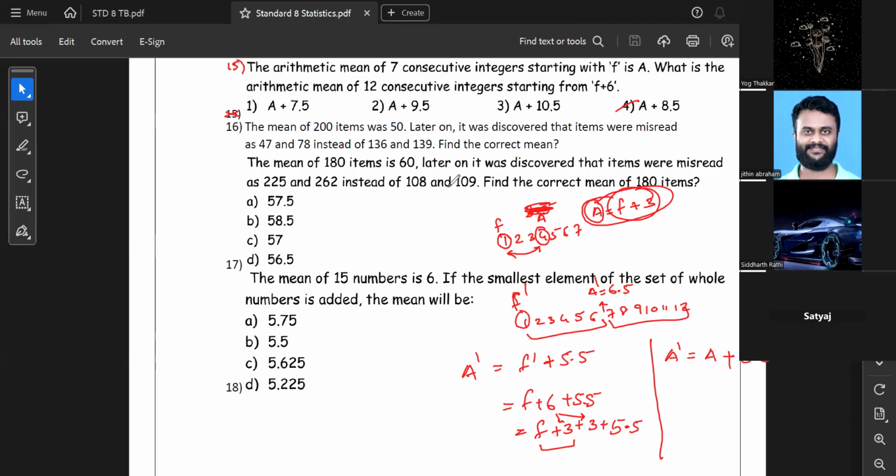In the second statement, they have said that there is another series which has 12 numbers. So I just wrote 12 numbers, 1 to 12, and I found the average. In this case, it is 6.5, and the first number is 1. So this is a new sequence. I'll call this first number f dash and this average a dash. So far, is it clear?